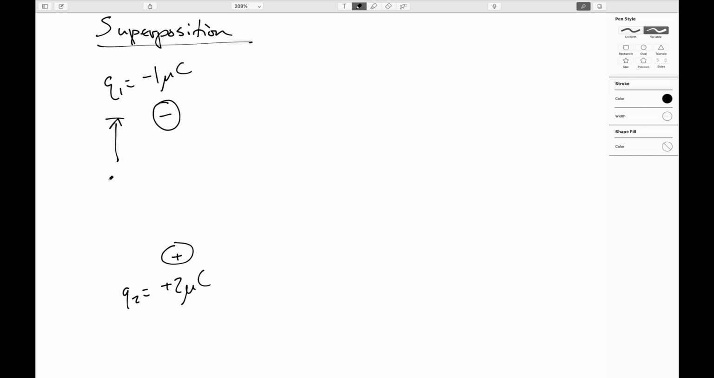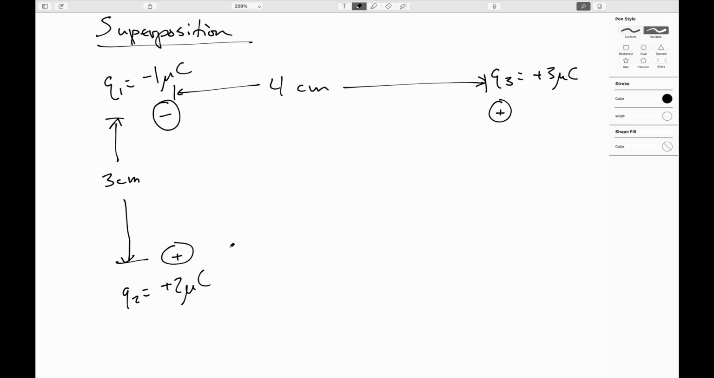Let's say the separation here is 3 centimeters. And then let's go and say that our charge of interest here, Q3, which will make +3 microcoulombs, let's say it's 4 centimeters away. So zoinks, I made this a 3, 4, 5 right triangle. So this distance here will be 5 centimeters. So we'll call this distance here R13. We'll call this distance here R23. So we'd like to find the net electric force acting on Q3.